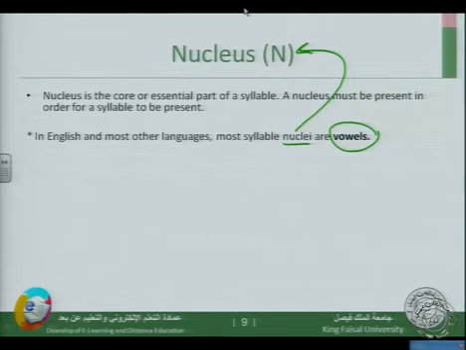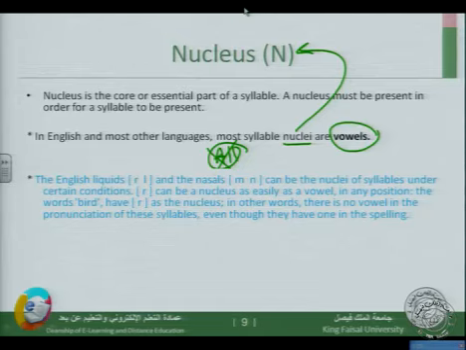So that was a very good generalization. In English, most syllables, not all, ما حكى all، لاحظوا حكى most. Most nuclei are vowels. Okay, so the board says that nuclei are almost always vowels. Almost always, or always almost, whatever you want, but it is mostly vowels.